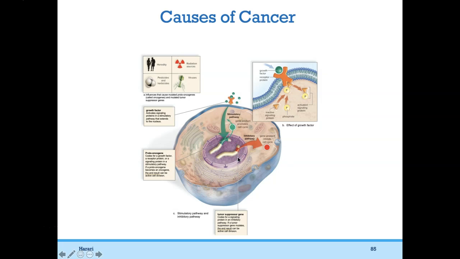A tumor suppressor gene does the opposite, right? A tumor suppressor gene codes for a signaling protein in an inhibitory pathway. So if a tumor suppressor gene is mutated, then we cannot tell the cell cycle to stop. Okay? So that's why we need the combined action of healthy proto-oncogenes and tumor suppressor genes to make sure that the cell cycle is under tight control.